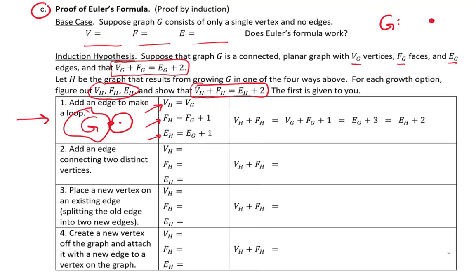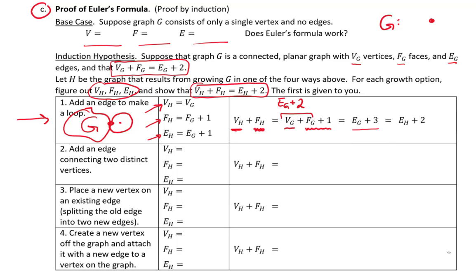Okay, so I start with V sub H plus F sub H. Those are the two things that I need to add together in Euler's formula. V sub H is just V sub G, and F sub H is F sub G plus 1, in this case 1. Now, V sub G plus F sub G, this is where I use the induction hypothesis. I know that Euler's formula works for graph G, and so that is E sub G plus 2. And that's what gives me E sub G plus 3 at this point.